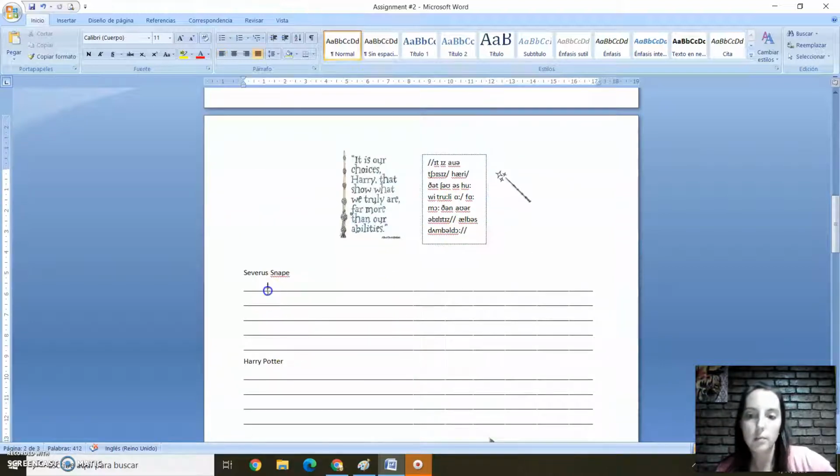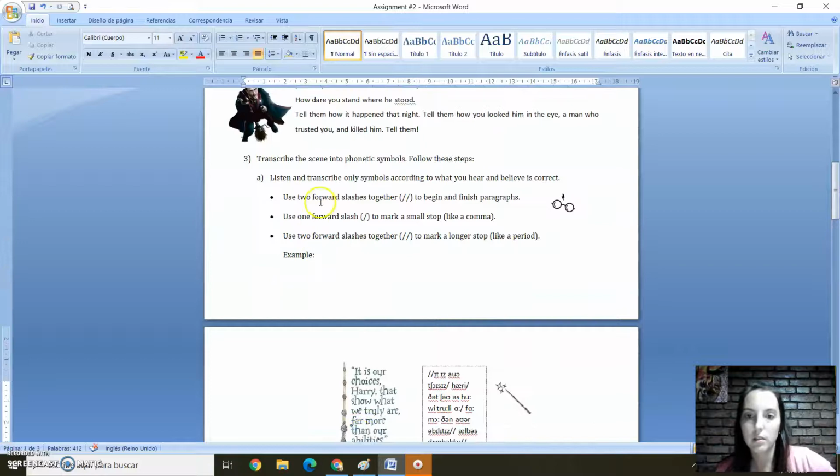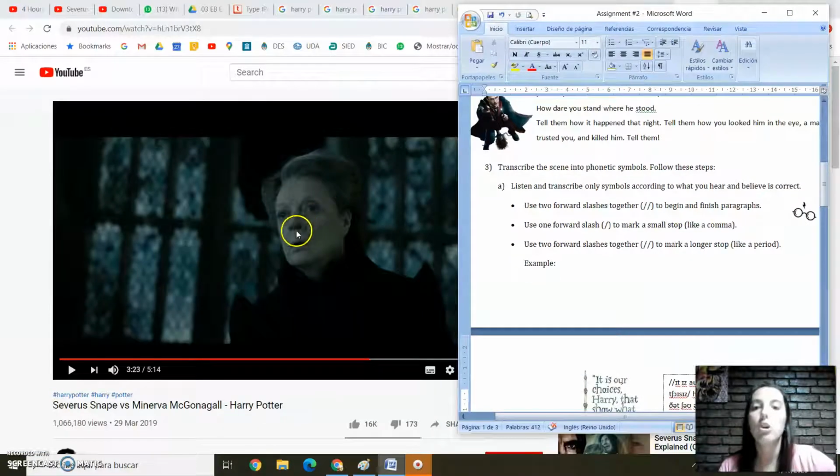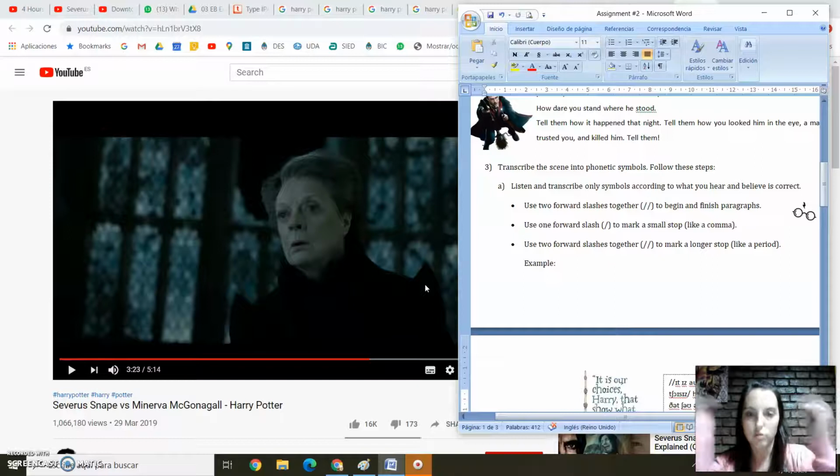You transcribe, and it says, listen and transcribe only symbols, no stresses, forget about stresses, to what you hear and believe is correct. So it's going to take time, but it's better. Okay, so you are listening and watching the scene, and you are transcribing what you think you are hearing. Okay, no dictionaries in this stage. Just do it. Take your time to do it.